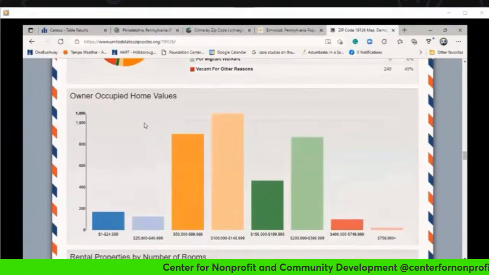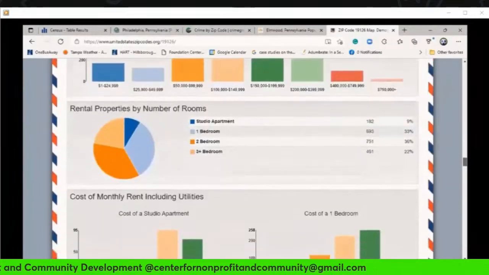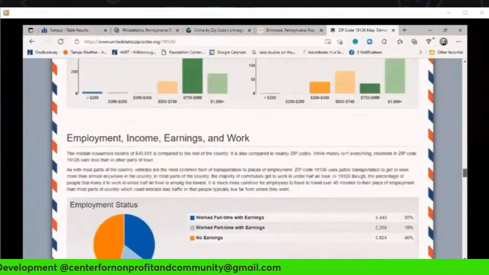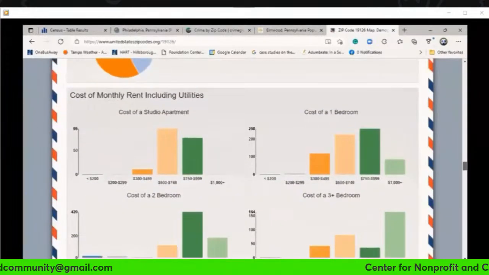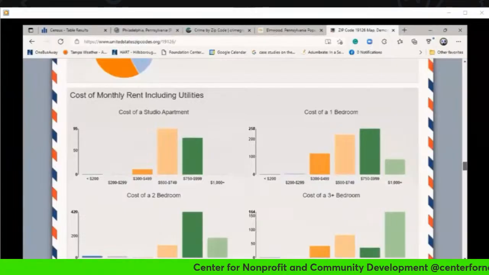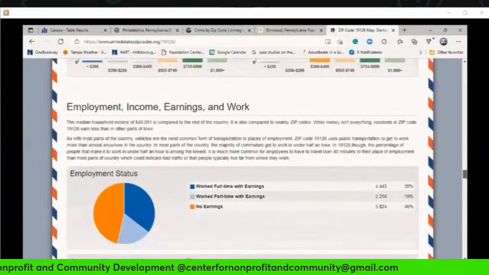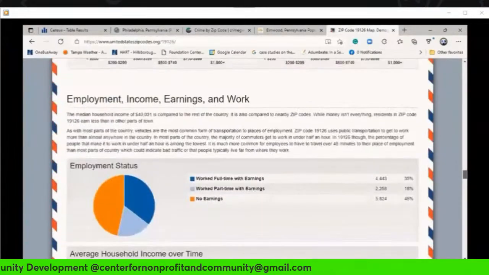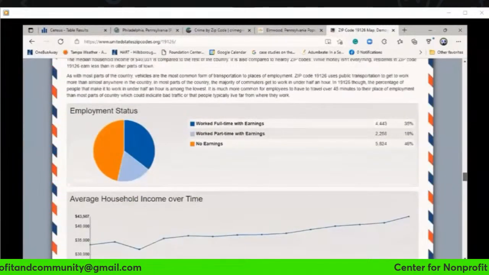The other thing you can find is information like owner-occupied home value. For some people, this is too much information. For other people that do in-depth research, this is going to be a gold mine. You can also determine the cost of monthly rent, including utilities in your particular zip code. You can look at income, employment, earnings, and work in your neighborhood.